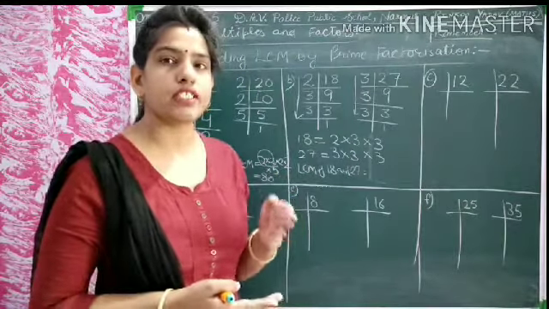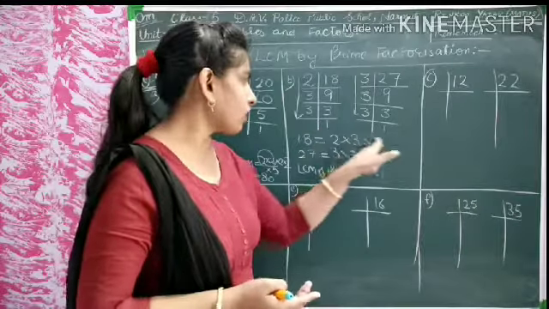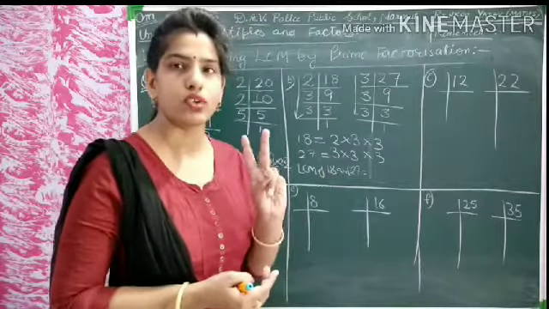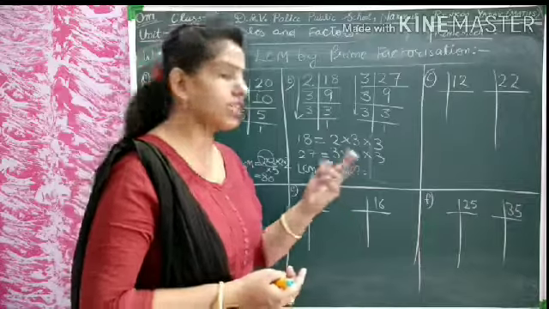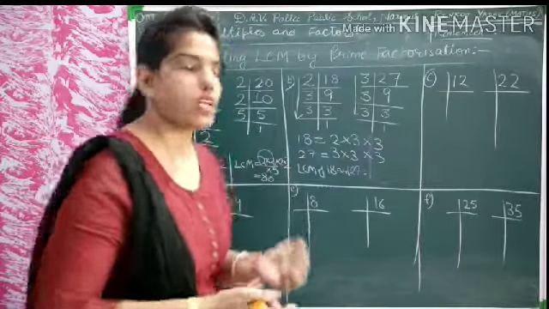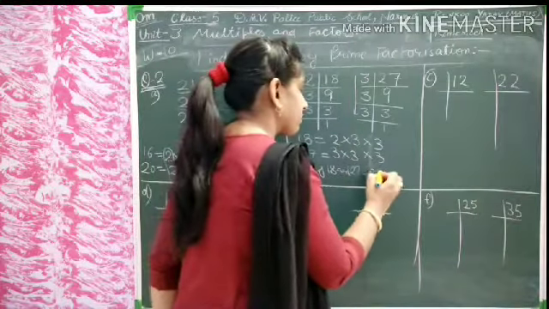3 occurs the maximum number of times. Here, in 18, it occurs only 2 times, and in 27 it occurs 3 times. It means we have to write 3 three times.